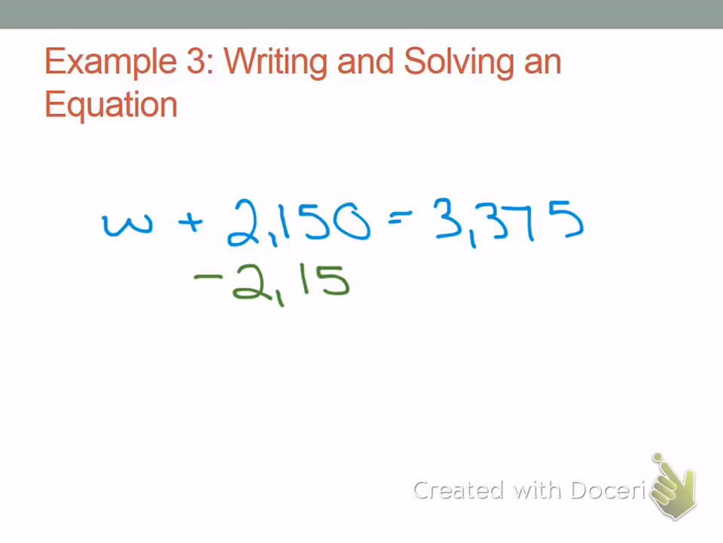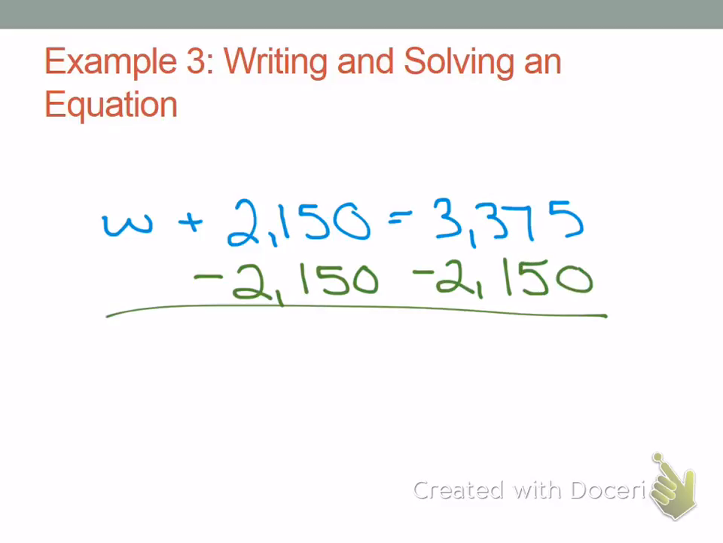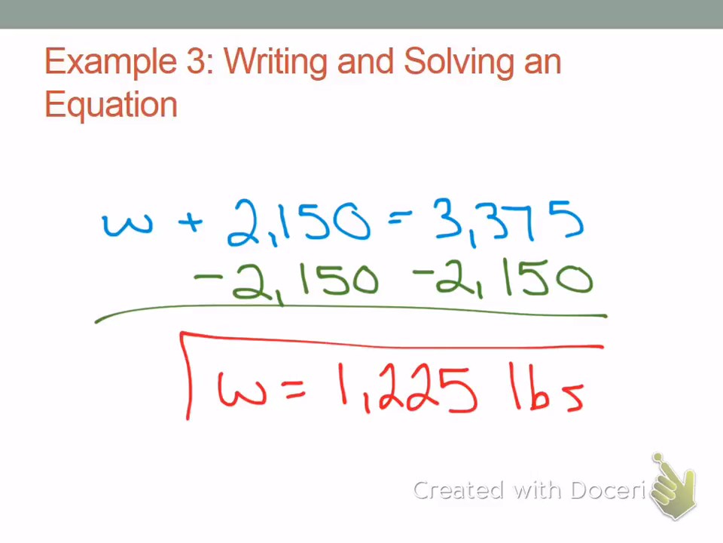2,150 from both sides. You see, now it's a much larger number. Now it is much more difficult to do this mental math, but it is still the same process. And W equals 1,225 what? Pounds. Don't forget to label word problems. All right, that's a big old horse.